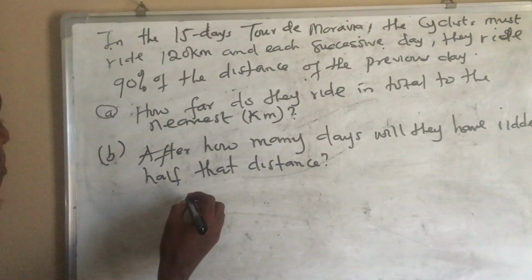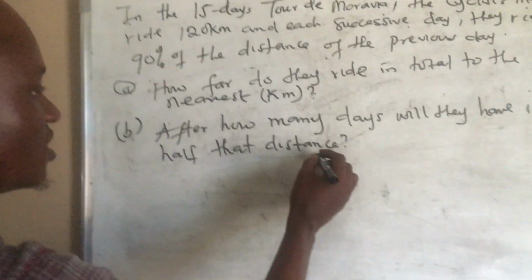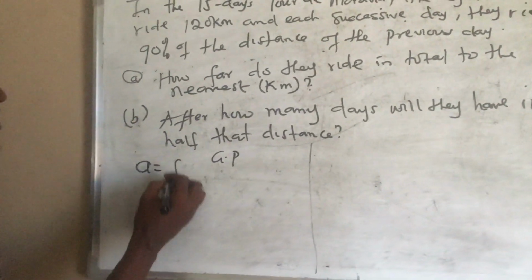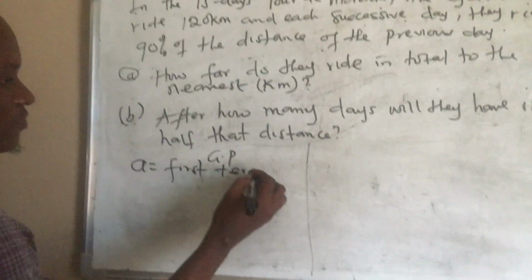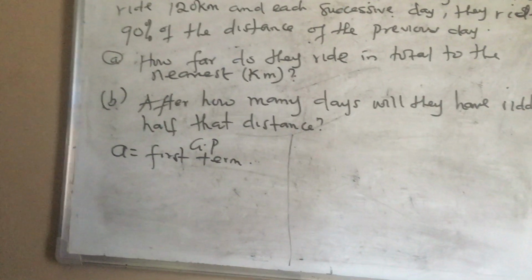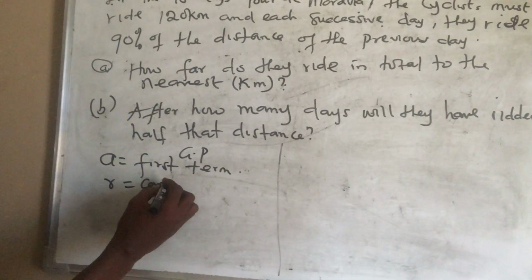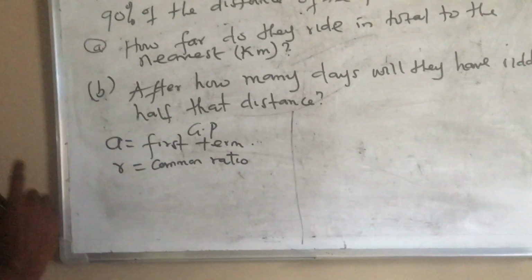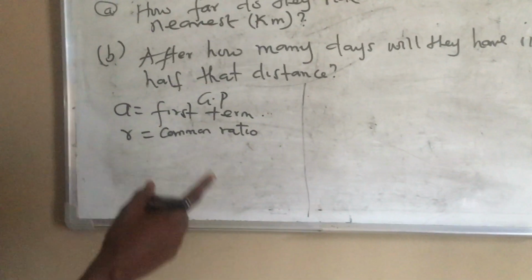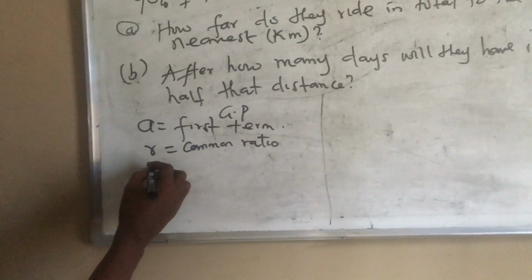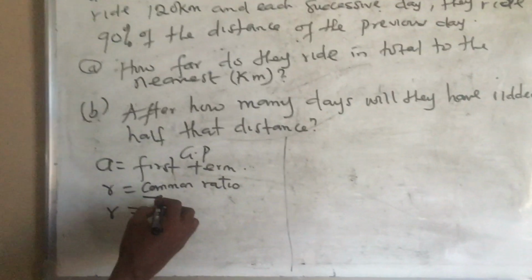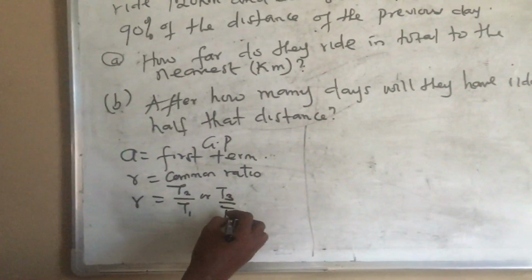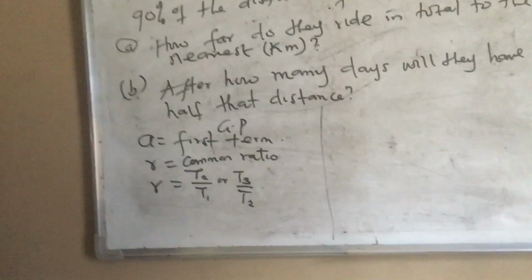Now in GP, the same thing that we have in our AP, we still have our A, which is the first term. But in GP, instead of us having a common difference, we have what we call a common ratio. The difference here is that in our AP, the common difference means that we subtract the first term from the second term. But in the common ratio here, you divide your second term, let's say our second term T2 over T1, or you say T3 over T2. You divide here.